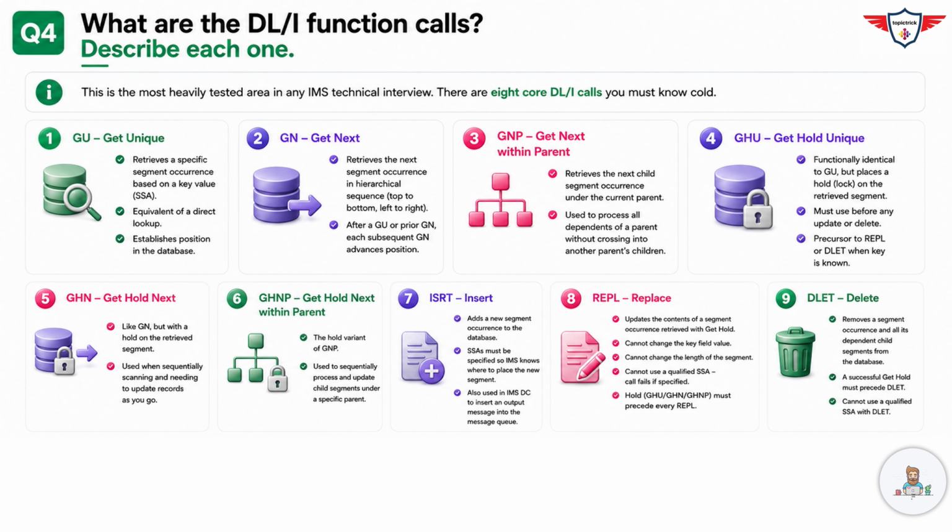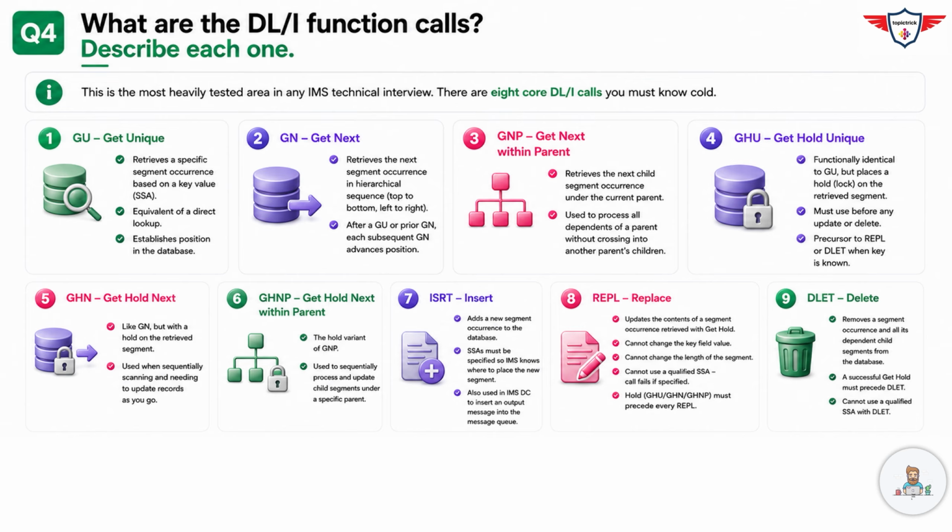Okay? Now the next one is GHN, that is get hold next. It is like GN, that is get next, but with a hold placed on the retrieved segment. And it is used when sequentially scanning and you want to update a record as you go.